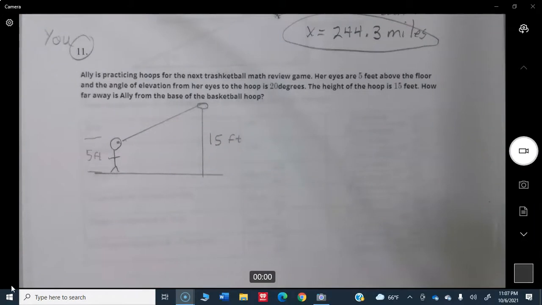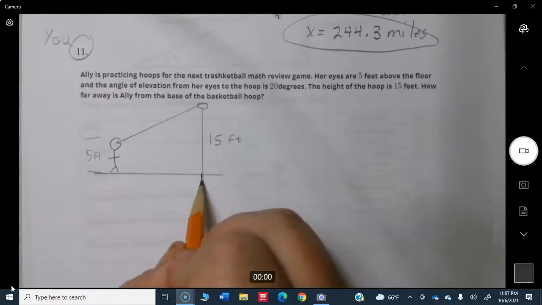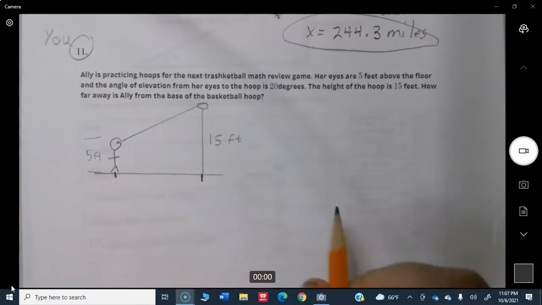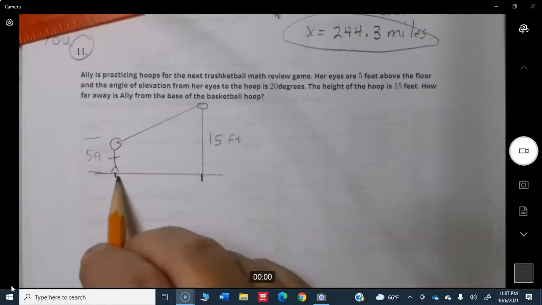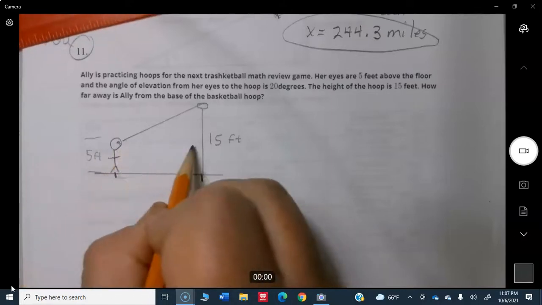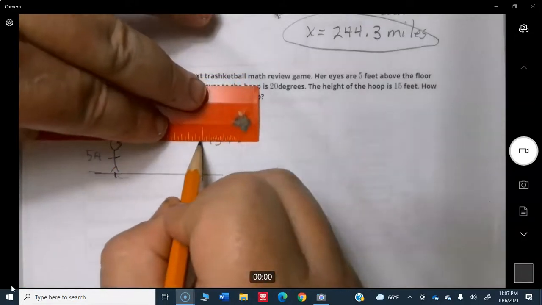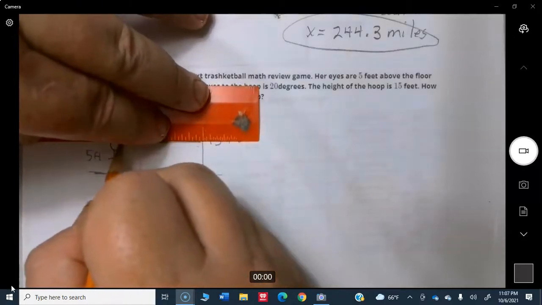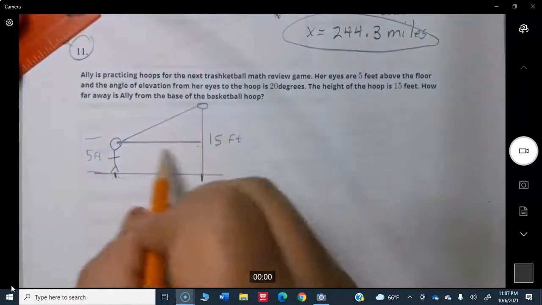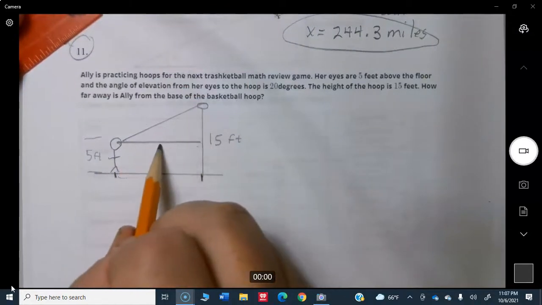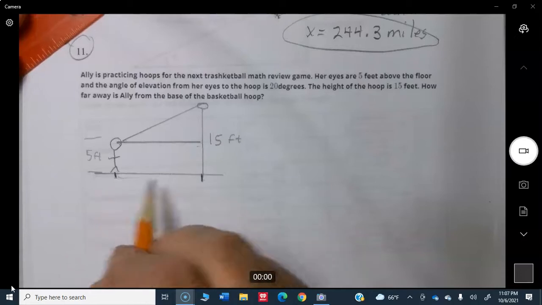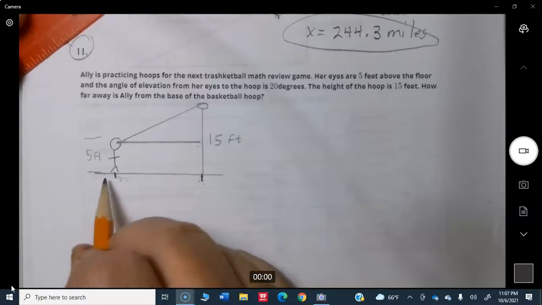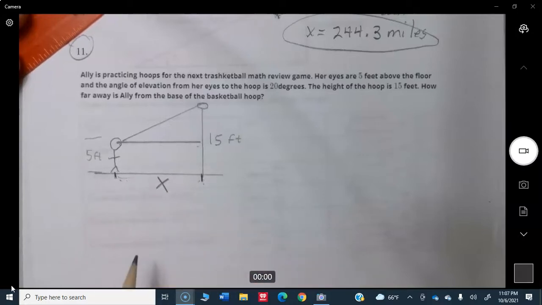And it says, how far is Allie from the base of the basketball hoop? So that's this distance right here. Okay. Well, that distance right there is the same as this distance right here. The reason I say that is because this doesn't form a triangle down here, but this does. So this side and this side, let's just go ahead and label it. It wants to know how far she is from the base of the basketball hoop. That's this distance. So we're going to call that X.